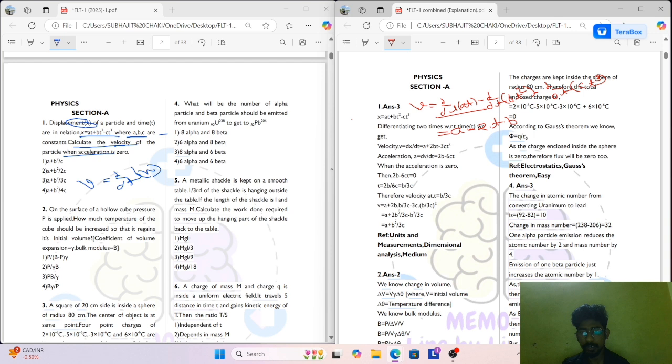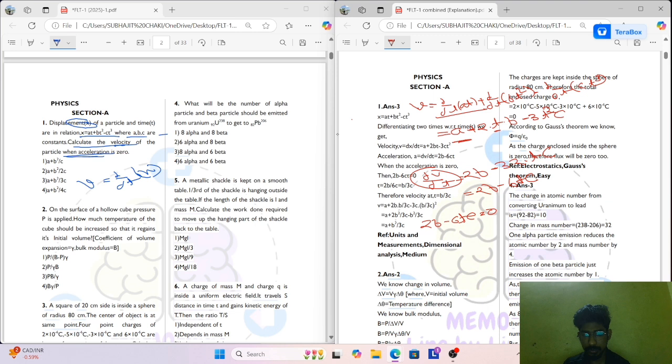Now they are saying this acceleration, dv by dt, equals 0, that means 2b minus 6tc equals 0. Therefore 6tc equals 2b, so t equals 2b by 6c, that means t equals b by 3c. You have to calculate the velocity at b by 3c time, so put the value of t here.